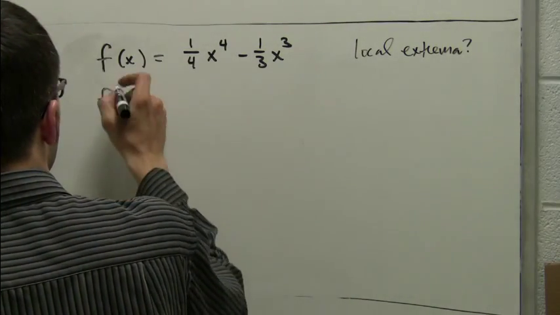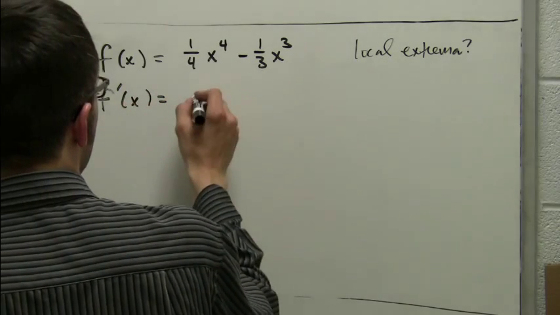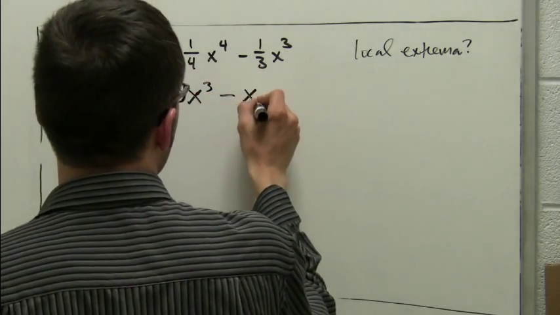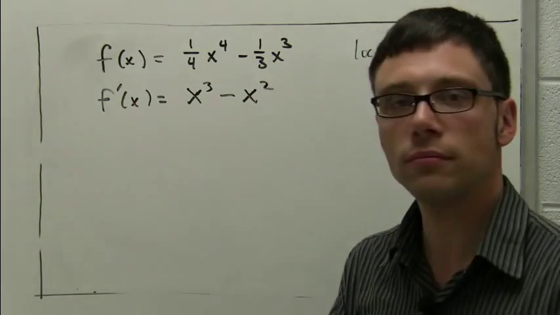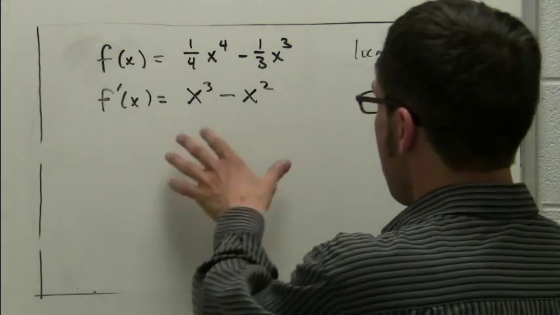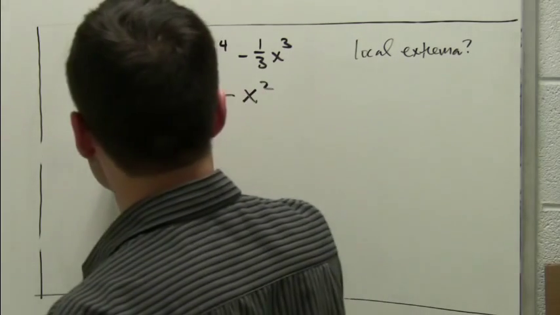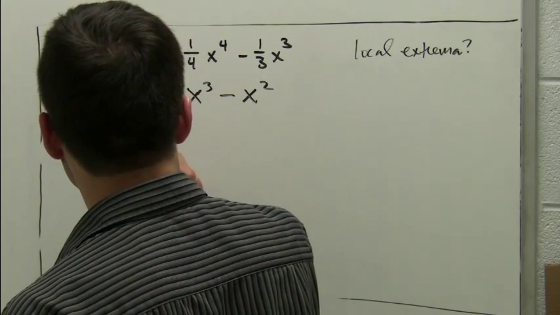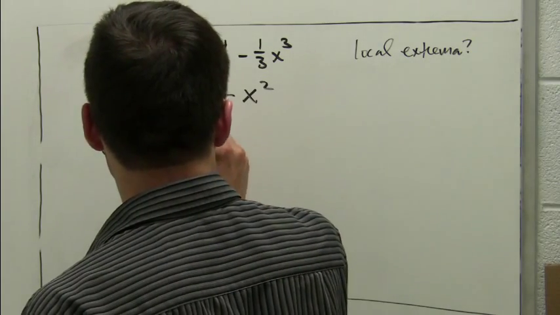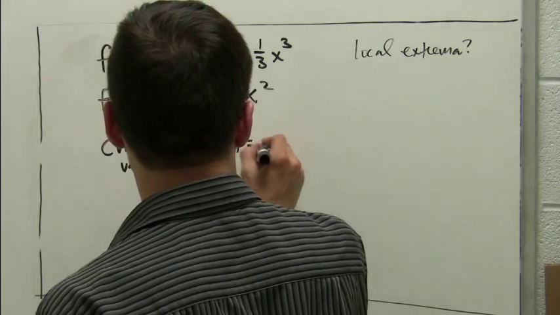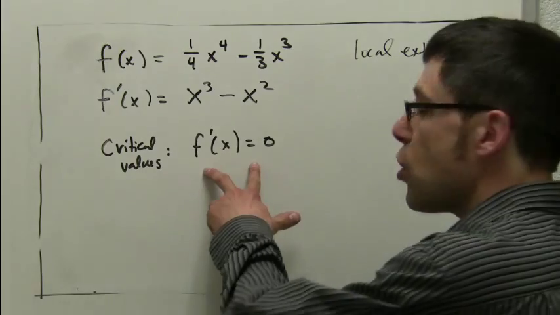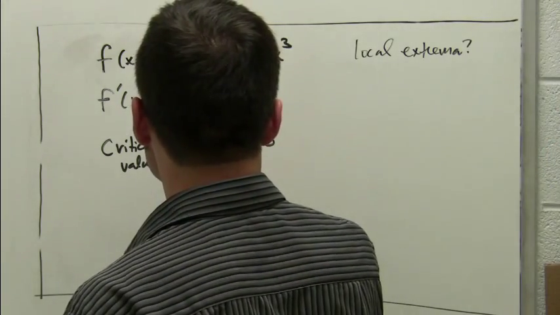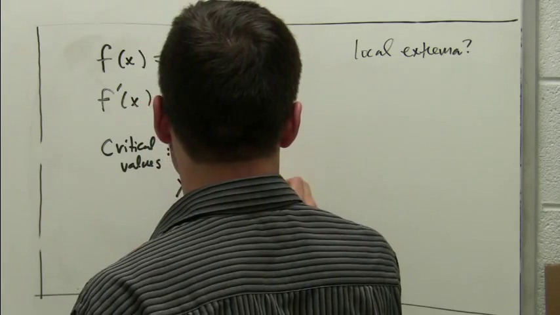Computing the first derivative, we know this derivative is going to be x cubed minus x squared. And what I'm looking for are the critical values. The critical values, again, the only place that's going to occur is where the derivative of the function is equal to 0. And we want to solve this equation for x. So that means where x cubed minus x squared is equal to 0.